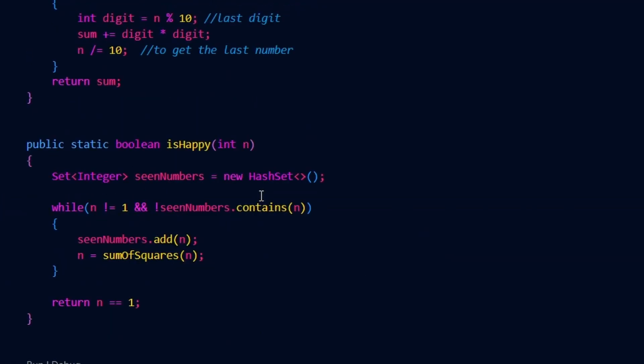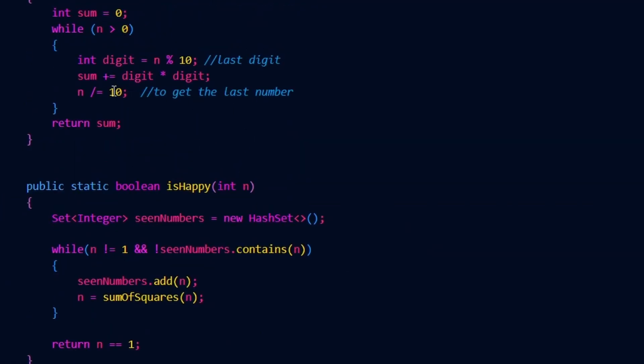Digit extraction first of all. n % 10 gives the last digit, and n / 10 removes the last digit. So this is the first part of our digit extraction: this gets the last digit, and this removes the last digit.